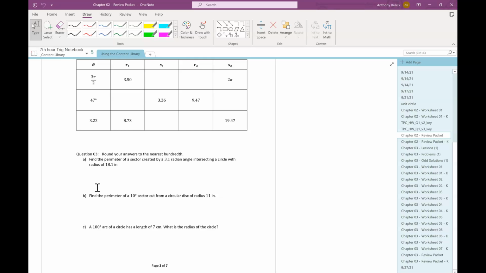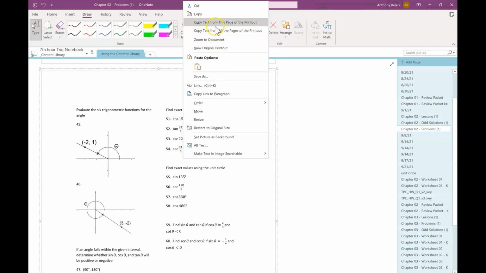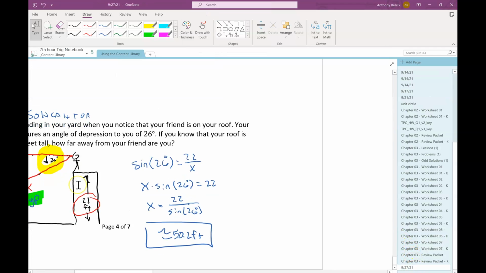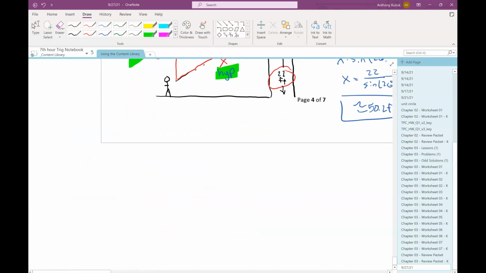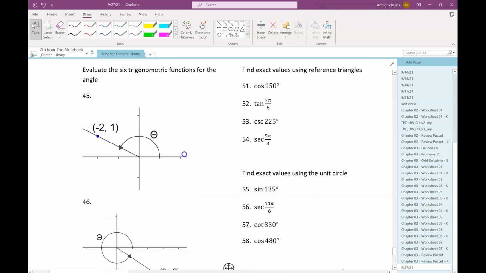Rami. Go over 45 and 46 on the homework. Sure. Problems. Copy. And all of 47 through 50. I think it's just general. Okay, so we'll do 45.